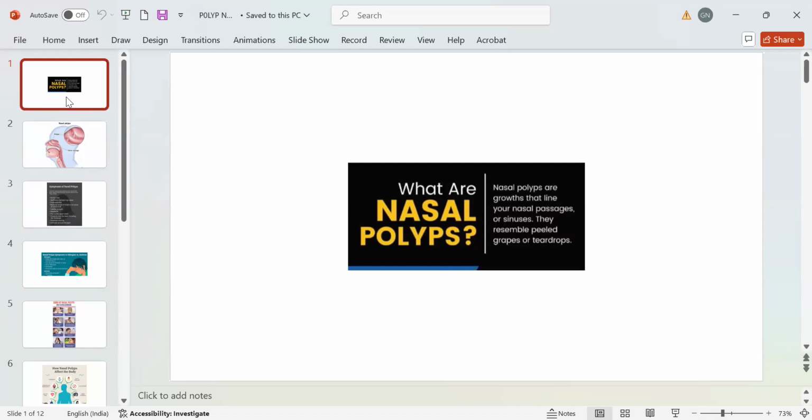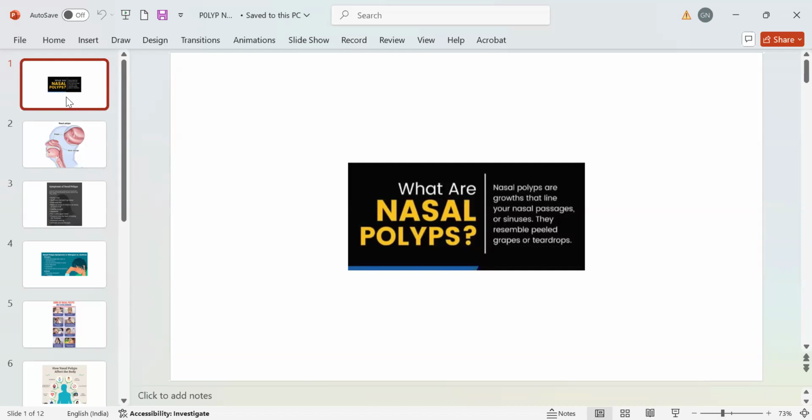Rhinorrhea means running nose, watering from the nose. Then headache. It can cause loss of taste and smell. Post nasal drip, nasal bleed. Post nasal drip means the secretion is trickling down the back of the throat. Nose bleeding, epistaxis, sinus pressure, snoring. Snoring can also happen. This is also a symptom of nasal polyp.